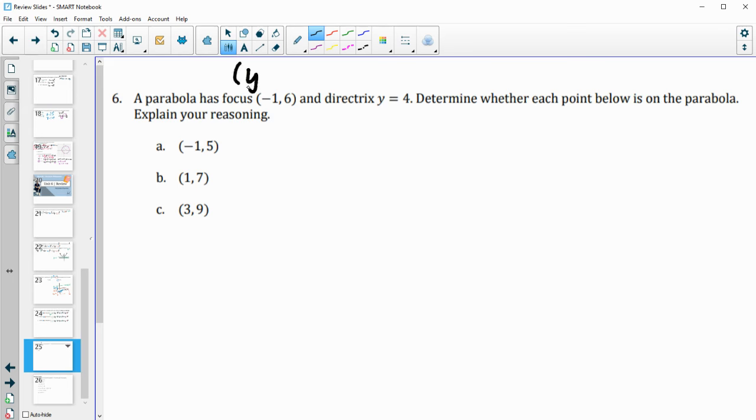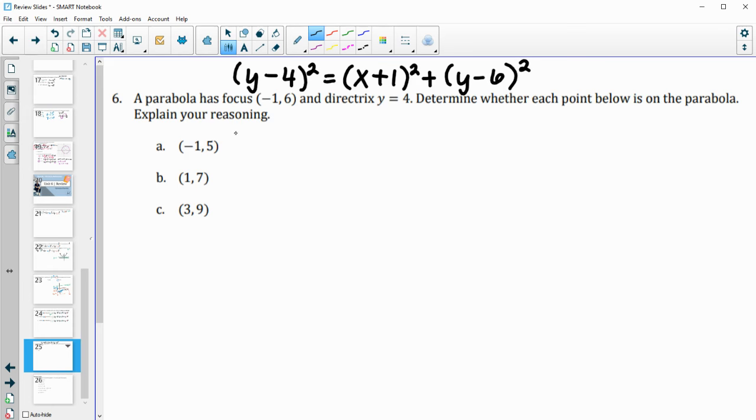I'm just going to write out the equation here. So y minus the directrix, so y minus 4 squared should equal x minus the x coordinate, so x plus 1 squared, and then plus y minus the y coordinate, so y minus 6 squared. So these two things should be equal. So when we do x plus 1 and y minus 6 squared, that should equal the y coordinate minus 4 squared.